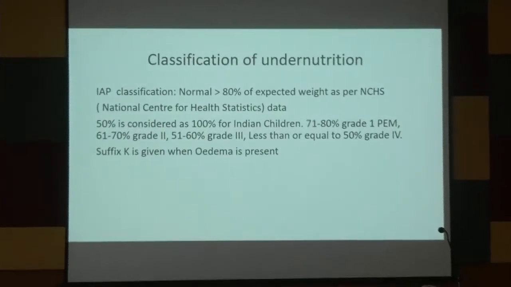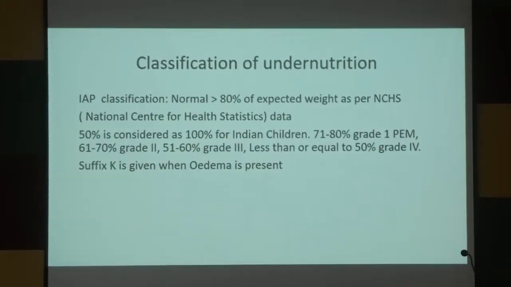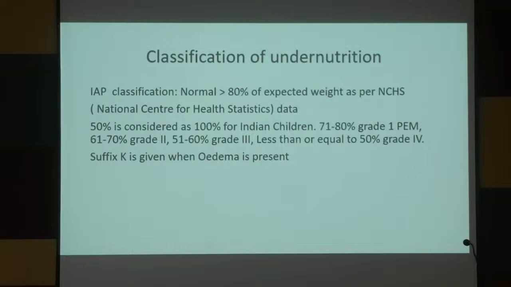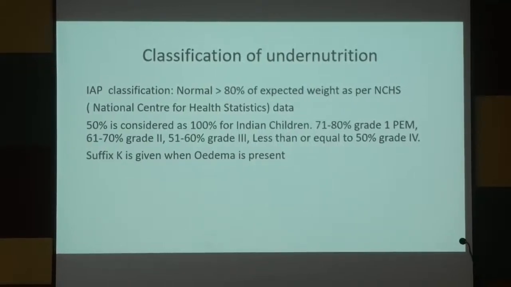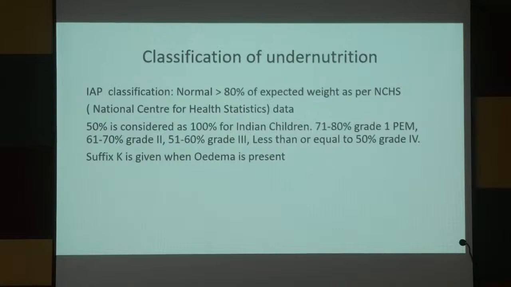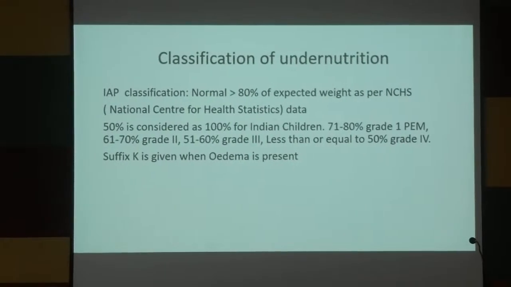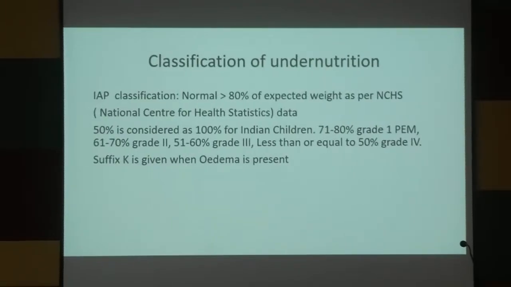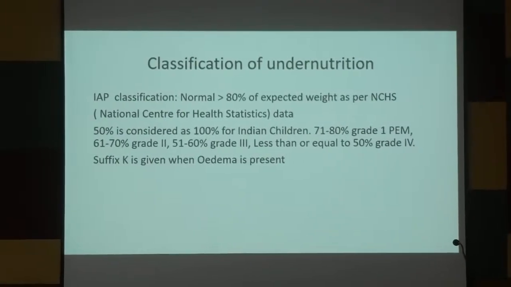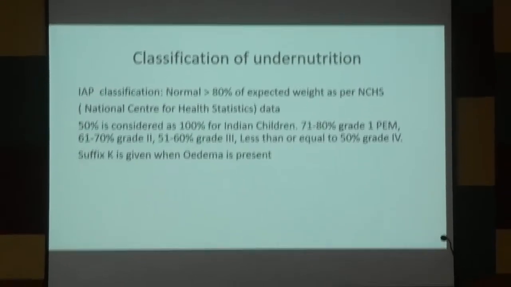The 100% is considered as the NCHS 50%. National Center for Health Statistics. This center is present in the USA, and the weights of well-to-do American children are noted, and 50% of that weight is considered as 100% for our Indian children.